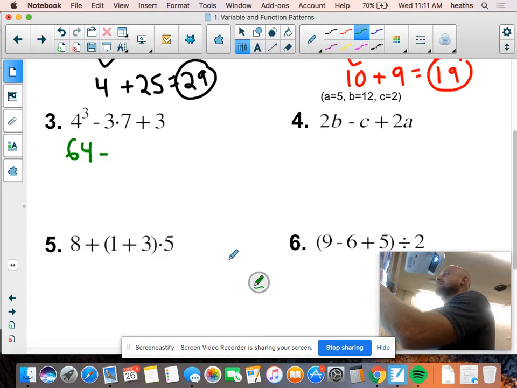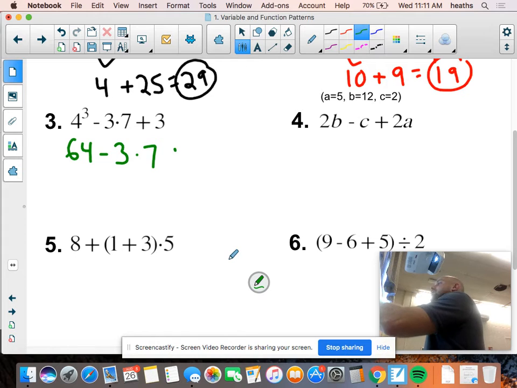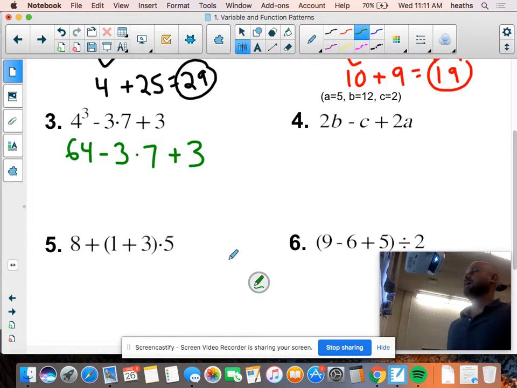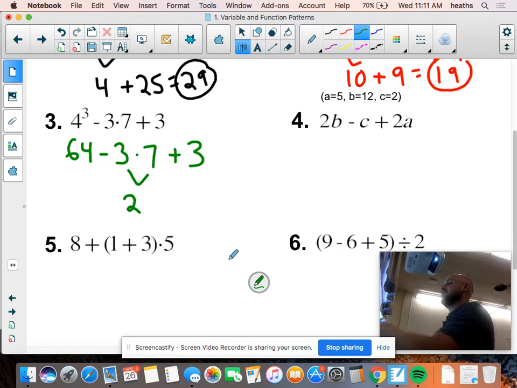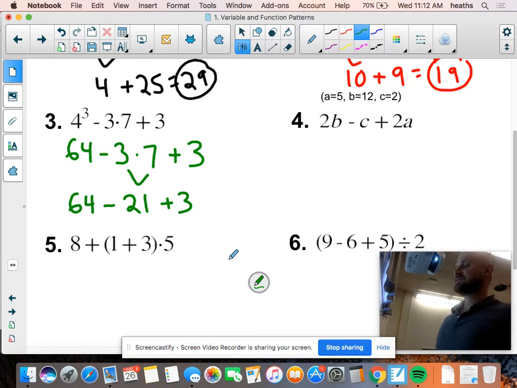Then I'm just going to drop the whole rest of my problem down. Now we have a minus, a times, and a plus. Those are our 3 signs we're working with here. Following my order of operations, we would look for multiplication and division next. And we absolutely have multiplication. So we're going to do 3 times 7, which gives us 21. Again, we'll drop down the rest of our problem here. 64 minus 21, and then we drop down our plus 3. So 64 minus 21 plus 3.